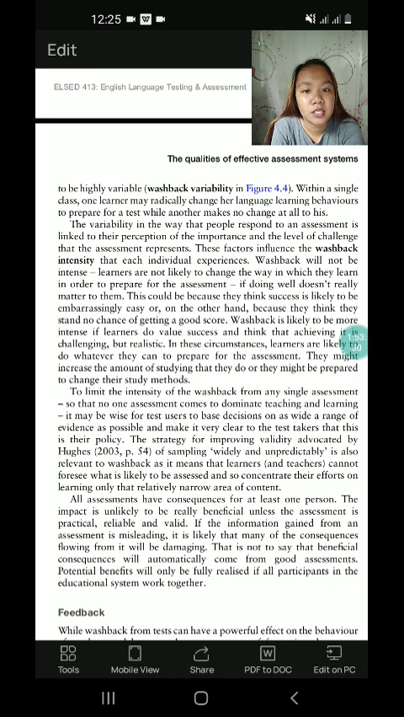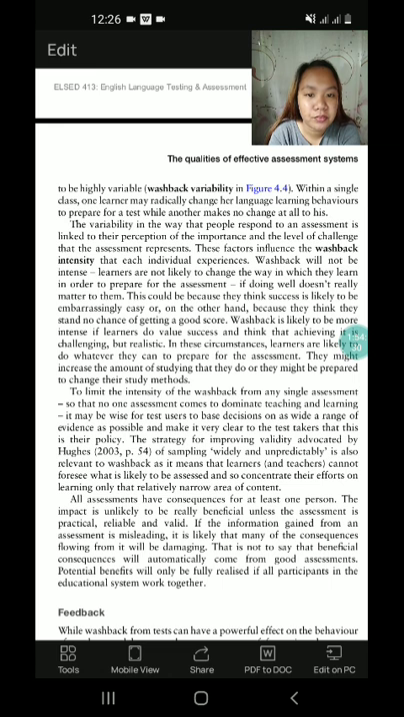Washback will not be intense where learners do not value success. Learners are not likely to change the way in which they learn in order to prepare for the assessment if doing well doesn't really matter to them. This could be because they think success is likely to be embarrassingly easy, or on the other hand because they think they stand no chance of getting a good score. Washback is likely to be more intense if learners do value success and think that achieving it is challenging but realistic. In these circumstances, learners are likely to do whatever they can to prepare for the assessment. They might change their study methods.